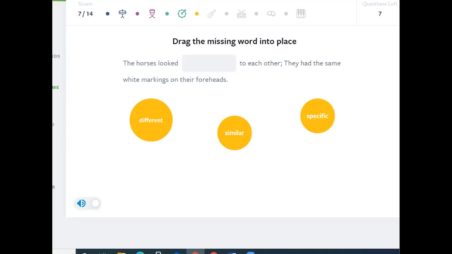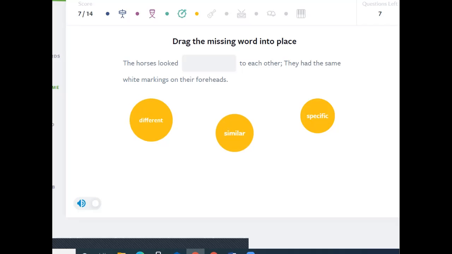So let's go to the second part of the sentence. They had the same white markings on their foreheads. Oh, they said the word same. Different is not the same, and similar is the same. I'm going to go with similar.